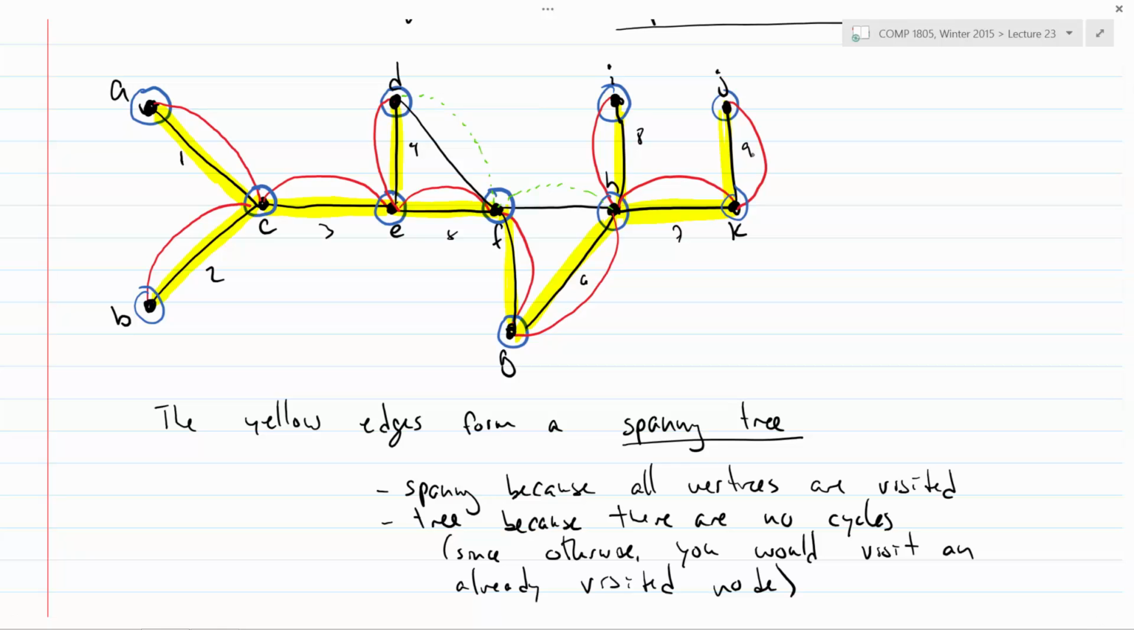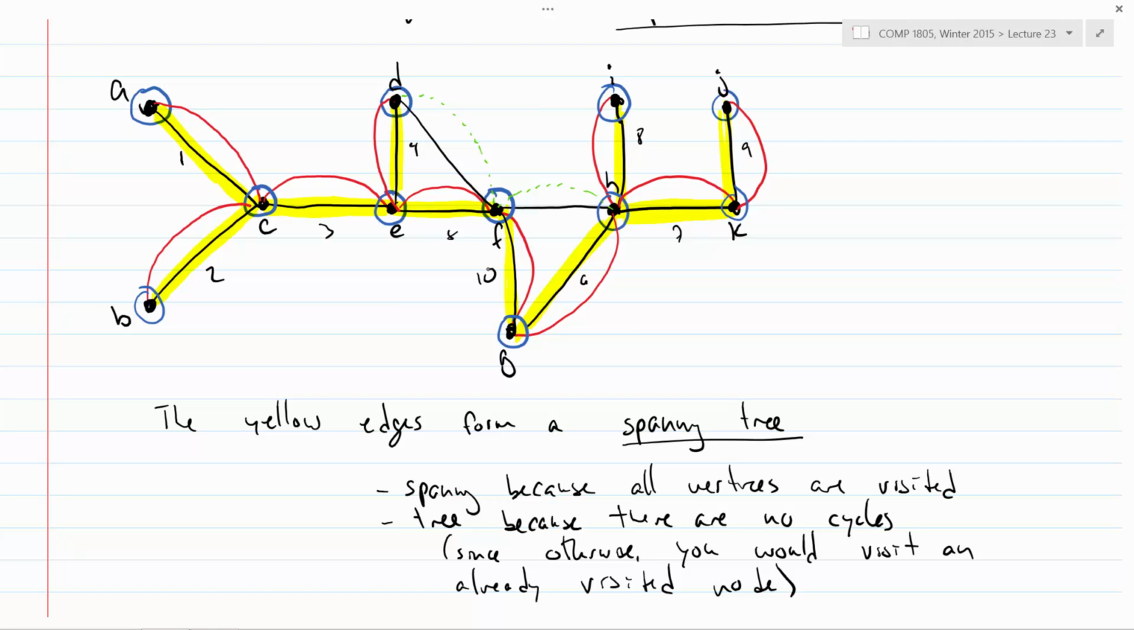Did I miss one? Oh, between F and G. 10. Good. All right. So there's 10 edges in this spanning tree. How many vertices are there? 11. Right? There's 11 vertices and 10 edges. Is this a coincidence? No. So anytime you have a tree on n vertices, that tree will have n minus 1 edges.